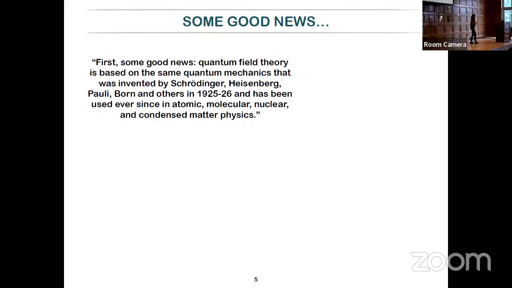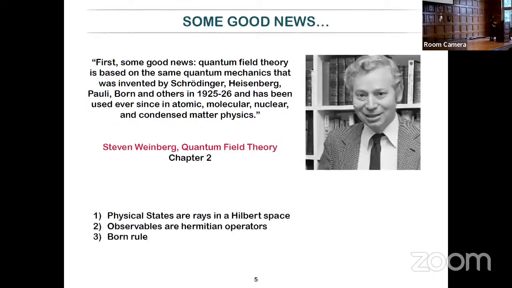I spoiled it before, so you probably know it's Steven Weinberg. This is chapter 2 of his book on quantum field theory, and these three elements are the common structure that he identifies at the beginning of the book. All the canonical approach to quantum field theory comes much later, like chapter 7, I think.